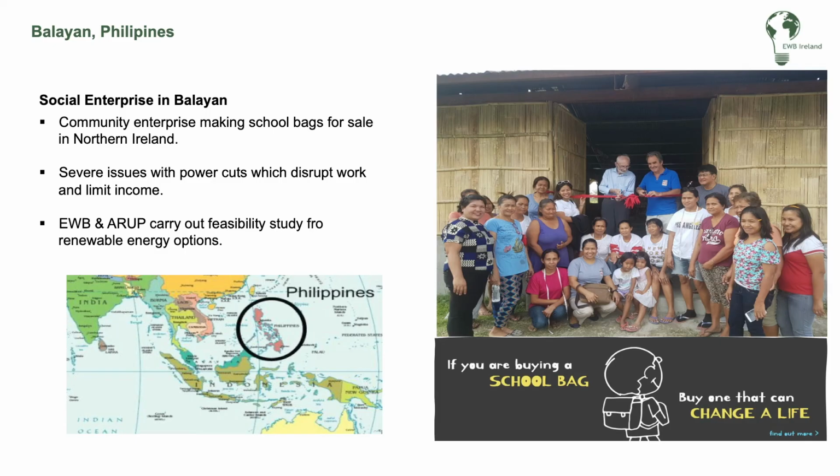So this actually helps out with that sort of situation. This is one we're looking into at the moment. It's an organisation in the Philippines. They get a lot of power cuts. What they do, they work through an NGO up north. They produce school bags in this workshop. They're sold in 3 different shops in Northern Ireland. All the money goes back to the village.